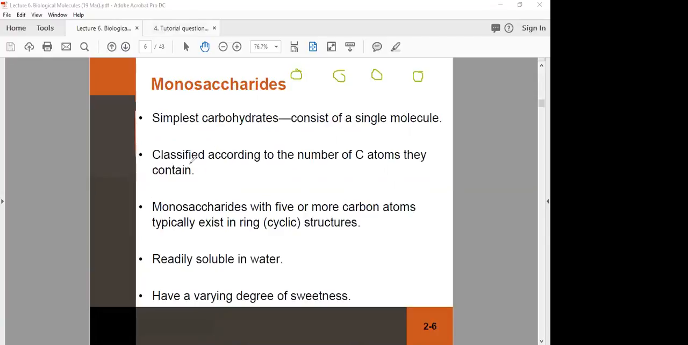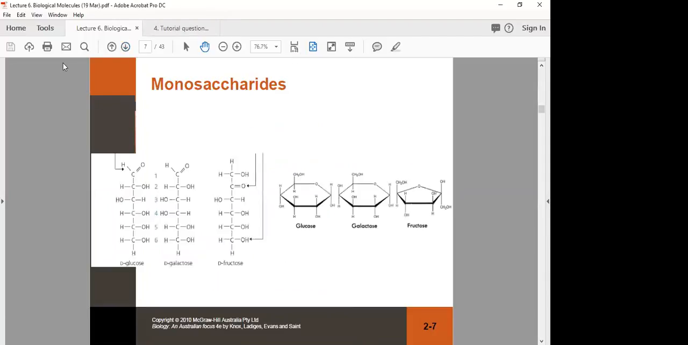They're classified according to the number of carbon atoms they contain. And those monosaccharides, which consist of 5 or more carbons, are typically found in ring structures. And we'll look at this in just a second. Monosaccharides are readily soluble in water, and they have a varying degree of sweetness. All right, let's look at just 3 of the monosaccharides. Okay, let's start with this one.